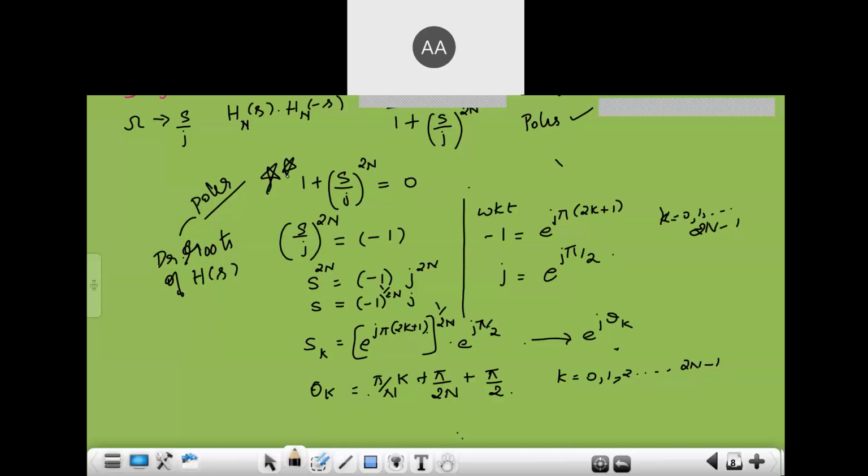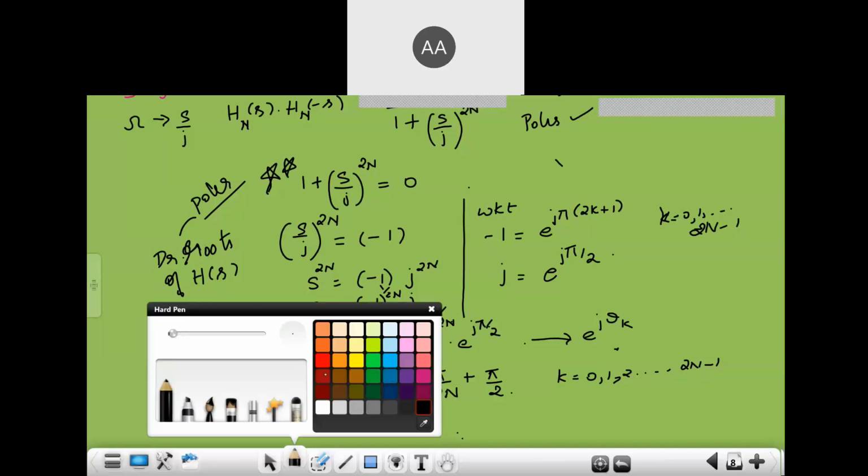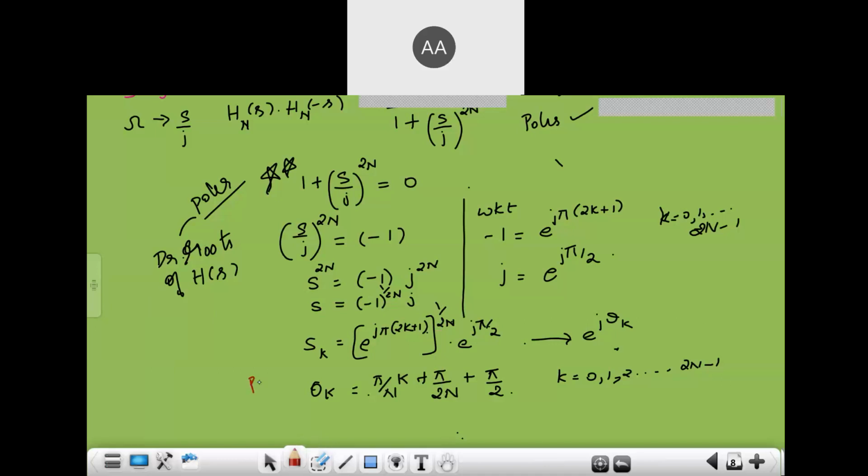At what all points will you find the roots? That is given by this theta expression for k equal to this much. So you substitute the value based on the order of the filter. Suppose the order of the filter is given for different values, we will just see it.